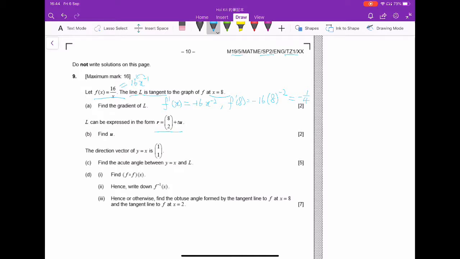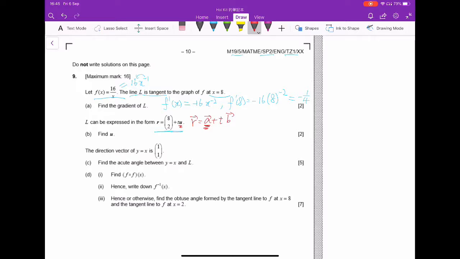Now the next thing is they're saying that this line has a vector equation of r equal to a2 plus tu. Obviously, if you're familiar with the vector equation of a straight line, this is in the form of r equal to a plus tb, where a would be a position vector, which is just a point on the line, and b, which is u here, is supposed to be the direction vector. So it should be a vector that is parallel to the direction of the straight line.